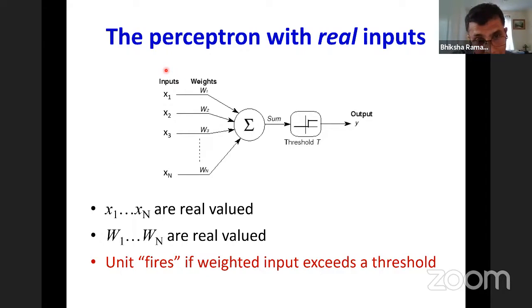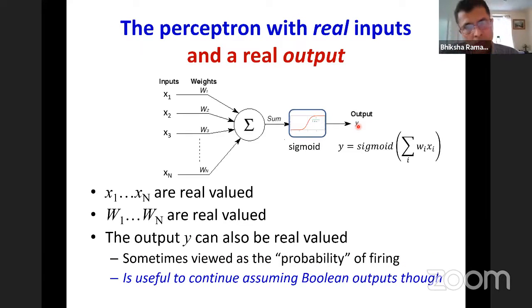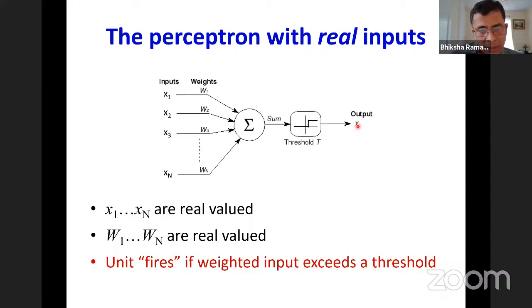So in this case now, x1 through xn, the inputs would be real valued. The perceptron is going to see a weighted sum of all of these real valued inputs. If the weighted sum exceeds a threshold, it's going to fire. Otherwise, it's not going to fire. So that is the equivalent of saying I'm passing this weighted sum through a threshold function, which produces a 1 if the output is greater than some value and 0 otherwise.